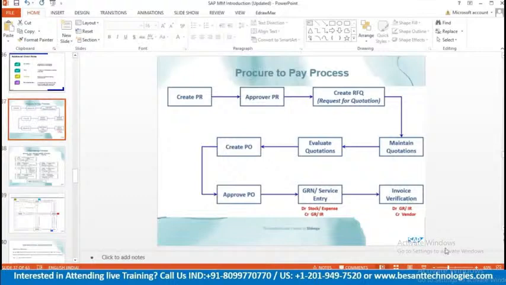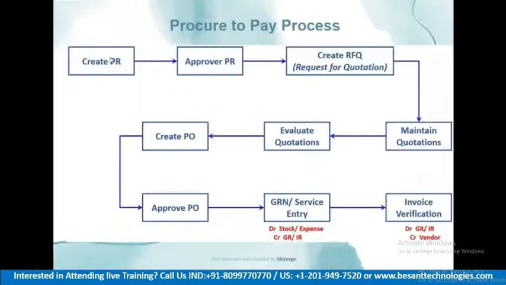So as an MM consultant, what do we have to do? First, we will be handling what is called the P2P process. We will create a purchase requisition. Somebody has to approve the purchase requisition. Then we will create a request for quotation, which is a quotation. We will send it to multiple vendors. Then we will maintain quotations. We will evaluate quotations. We will finalize one quotation, create that PO, purchase order in the system, then approve the purchase order. Then we will send it to the goods receipt or service entry.